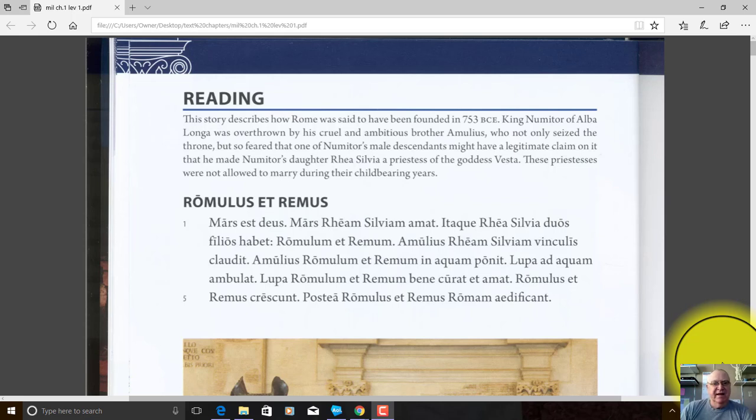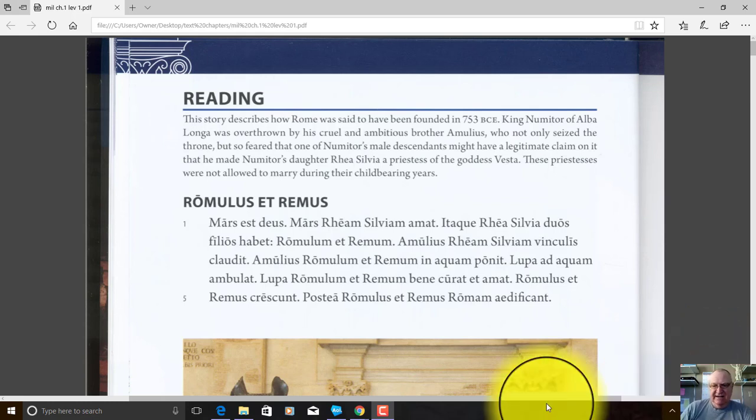Salvete discipuli. We're going to be going over chapter 1 for Latin 1 using the screencast here. Right now I'm looking at the book in chapter 1, which all of you have scanned pages of in the first part of your modules. I'm going to go to page 2, where we have Romulus and Remus here.